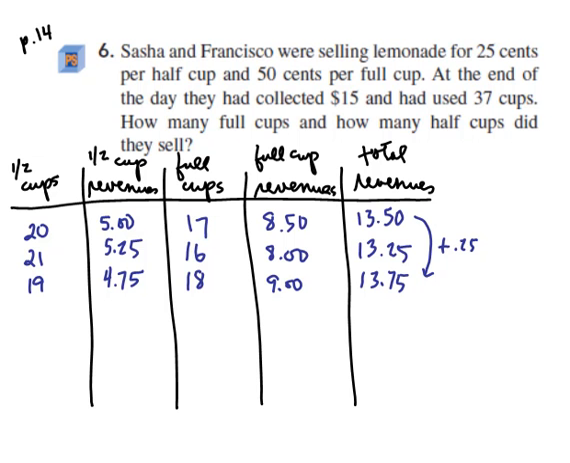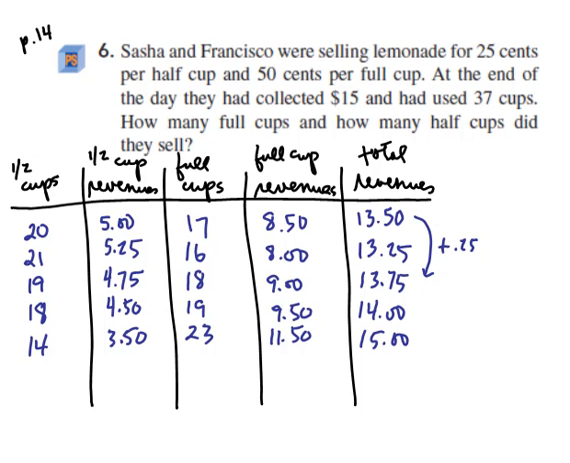I'll do one more. I decrease the half cups to 18, increase the full cups to 19, record 18 times 0.25, which is $4.50, and 19 times 0.5, which is $9.50, for a total of $14. Well, I still need to increase 4 more quarters, so I'm going to decrease the half cups by 4, increase the full cups by 4, fill in the revenues, and presto, I have $15, which is the amount that I needed to get in the first place. So I can see I needed 14 half cups and 23 full cups for a total of 37 with revenues of $15.